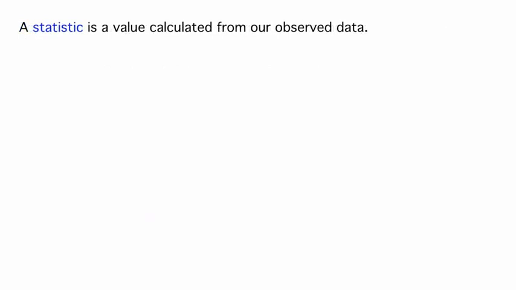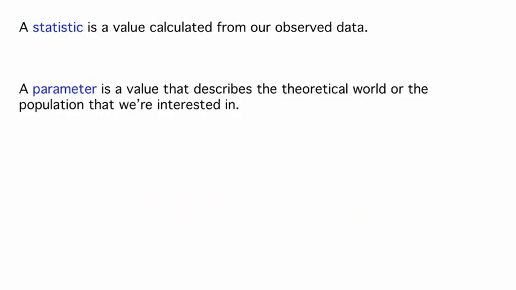Recall that a statistic is a value calculated from our observed data. Typically, a statistic is chosen to estimate a feature of the theoretical world or the population. The feature of the theoretical world or population is called a parameter. We use statistics to estimate unknown parameters. We want our statistics to be appropriate estimates of the population parameters. That is, we want to be able to generalize what we observe in our data to our population.